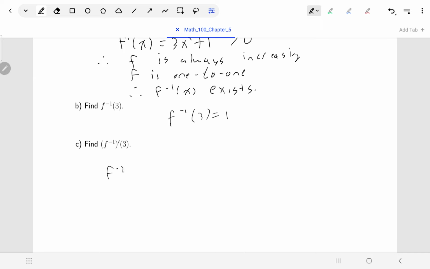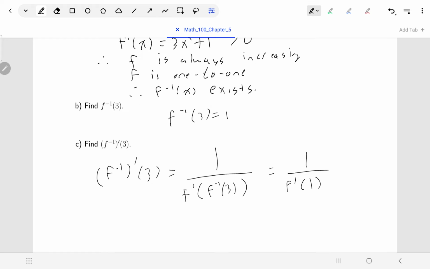So I'm actually pretty much ready to go here because I know from my previous theorem that if I'm looking for f inverse's derivative at 3, that would be 1 over the derivative of f at f inverse of 3. And f inverse of 3, we just figured out what that is. The y value there is 1. So really, I'm just looking at 1 over the derivative of f at 1.